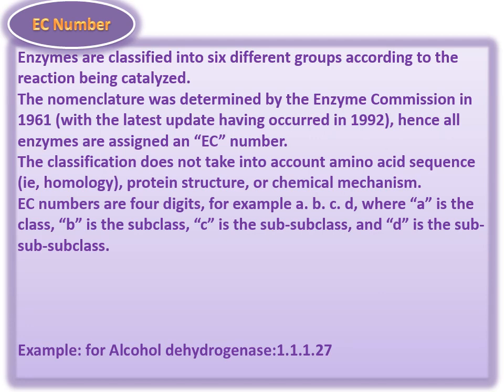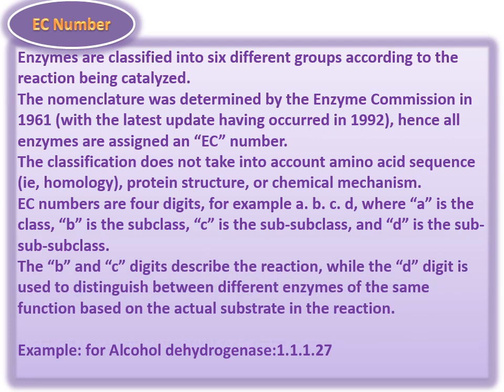For example, A, B, C, D, where A is the class, B is the subclass, C is the sub-subclass, and D is the serial number. The B and C digits describe the reaction, while the D digit is used to distinguish between different enzymes of the same function based on the actual substrate.